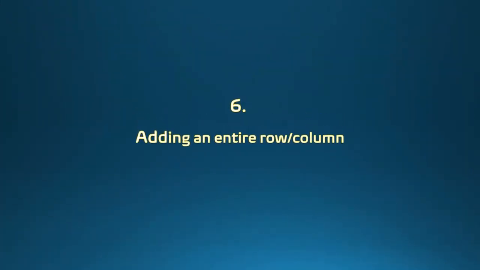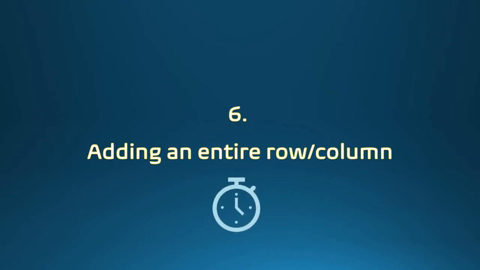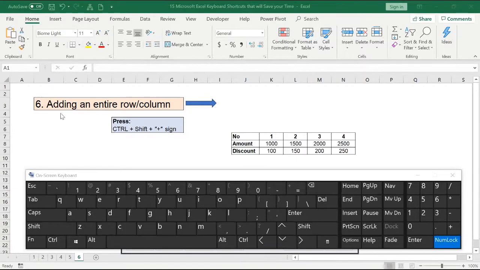Another useful shortcut is how to add an entire row or column using the keyboard. You need to press Ctrl, Shift and plus sign together to make it work. So suppose in this table we want to add another row between amount and discount for, let's say, percentage of discount.